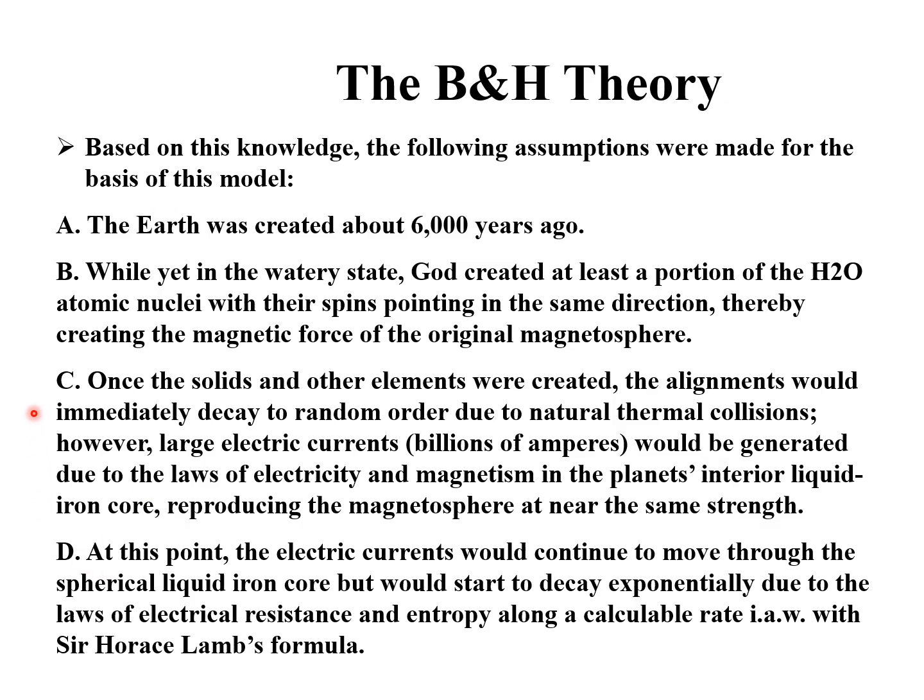Once the solids and other elements were created, the alignments would immediately decay back to random order due to natural thermal collisions. However, large electrical currents, billions of amperes, would be generated due to the laws of electricity and magnetism in the planet's interior liquid iron core, reproducing the magnetosphere at a near same strength. So this model assumes there's no inner and outer core, it's just a core that is liquid iron.